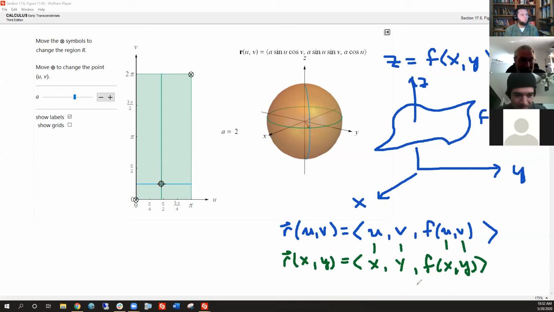So this is the one instance where you may well need to come up with your own parameterization: if you're given some function like z equals f of x, y, and they say, hey, I want you to evaluate a surface integral, well, then you could just parameterize as follows. Questions about that? Very good.